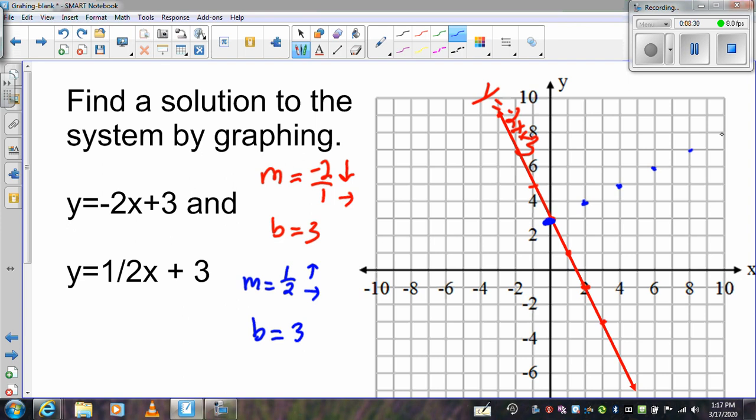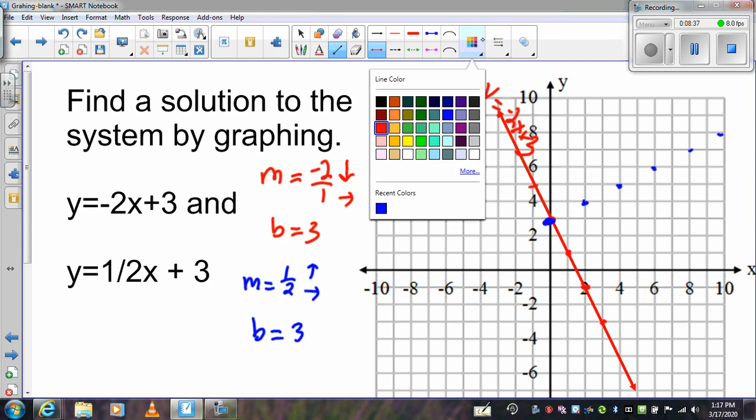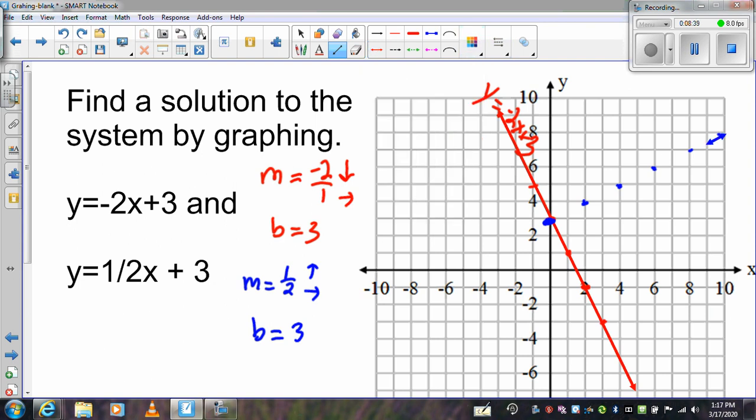I'm wondering if any of you noticed that the slopes are negative reciprocals. And I'm hoping you remember if the slopes are negative reciprocals, then we know that these two lines that we're drawing here cross at a 90-degree angle. They are perpendicular. So I'm going to label this 1/2 x plus 3.